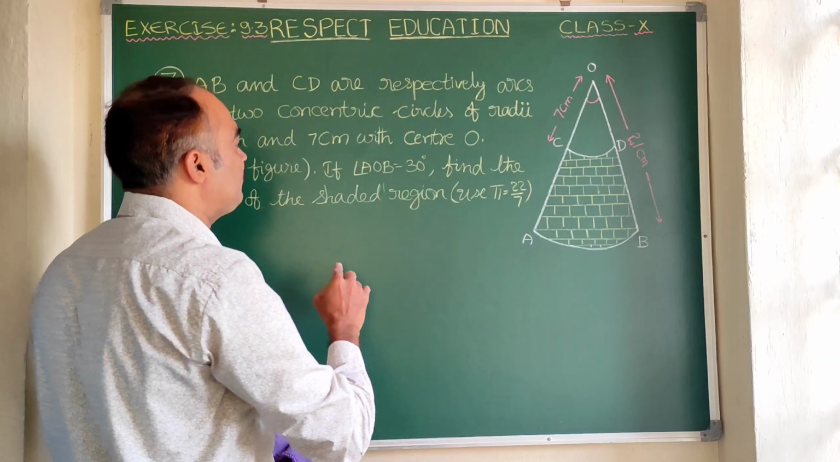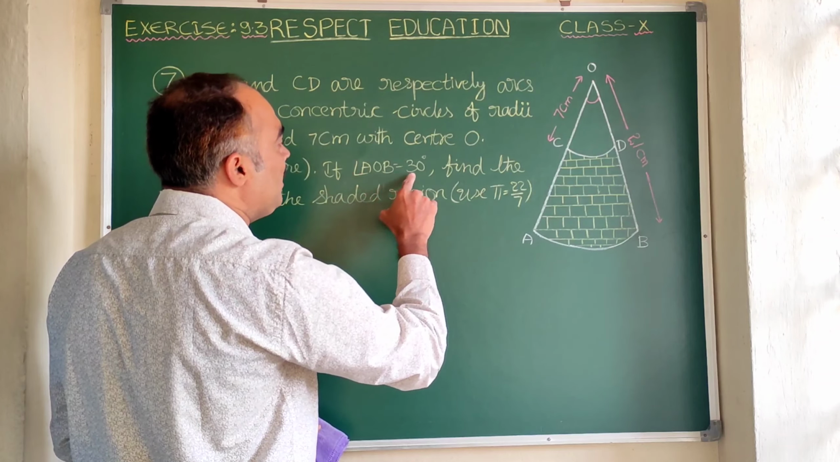Now let us see the next question, that is question number 7. AB and CD are respectively arcs of two concentric circles of radii 21 cm and 7 cm with center O. Here AB is an arc of a circle whose radius is 21 cm. CD is an arc of another circle whose radius is 7 cm, but both the circles are concentric, means they have the same center O. See the figure. The figure is given in the textbook.